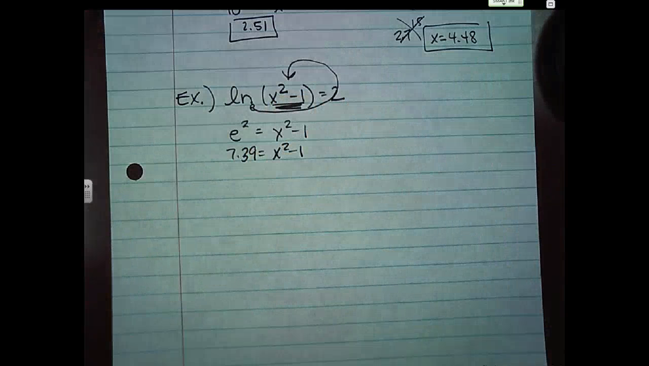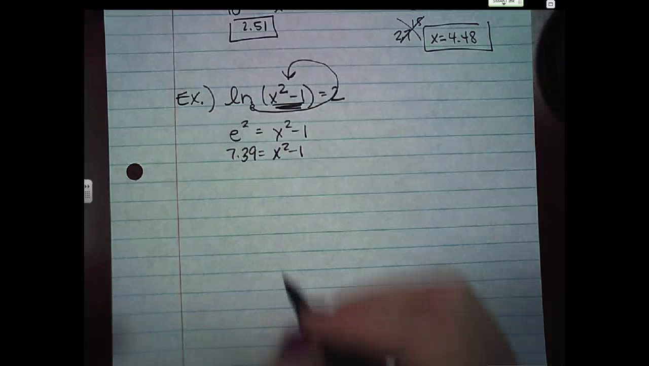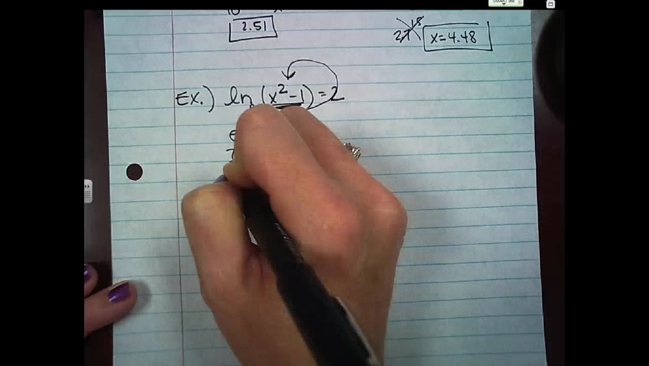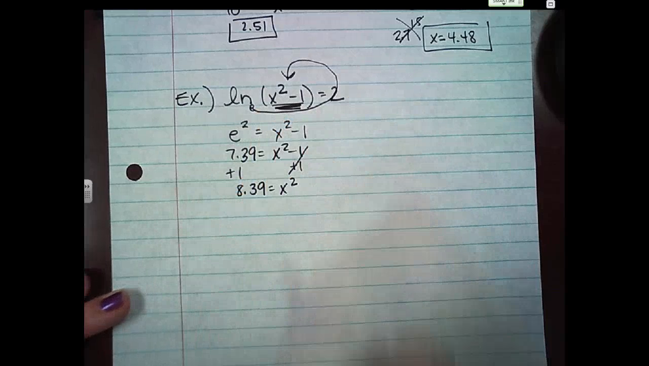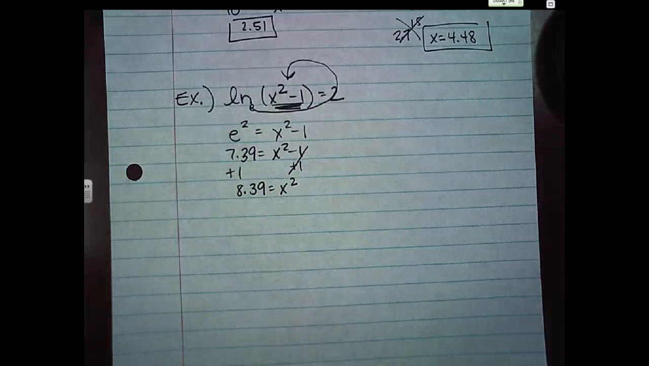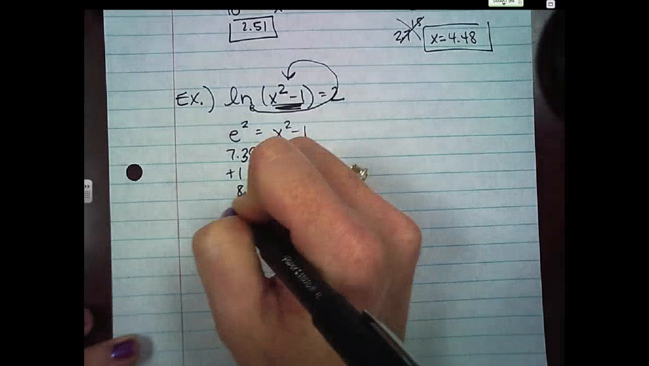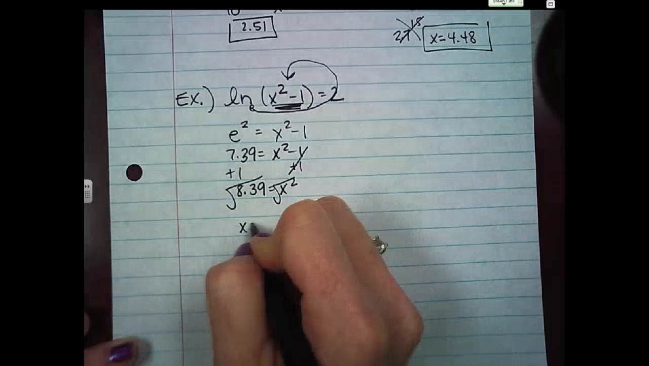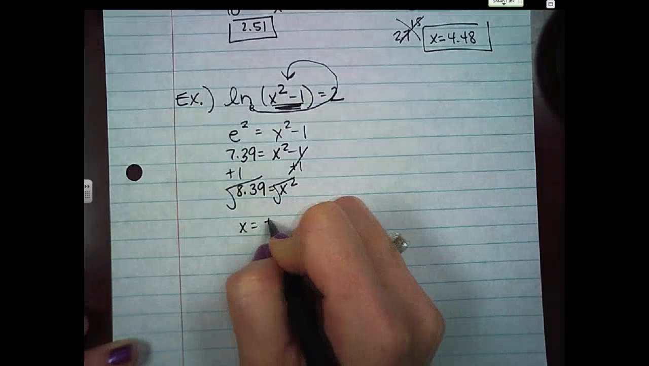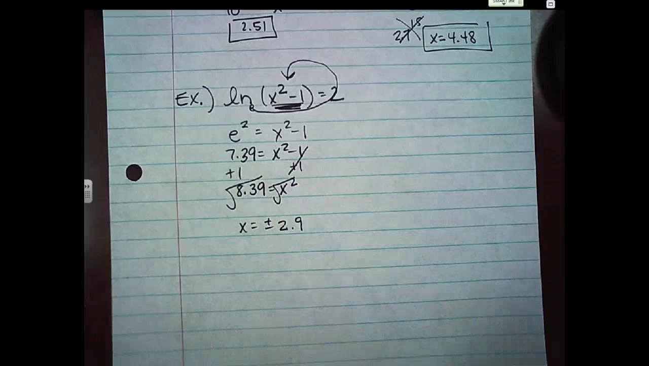How am I going to solve for x squared? What am I going to do first? Add the 1, move the 1 over. So now I'm at 8.39 equals x squared. How to get x all by itself? What are you supposed to do? Take the square root of both sides. So in your calculator, take the square root of 8.39. It's actually a positive or negative, but yeah, 2.9, because it's squared, right?